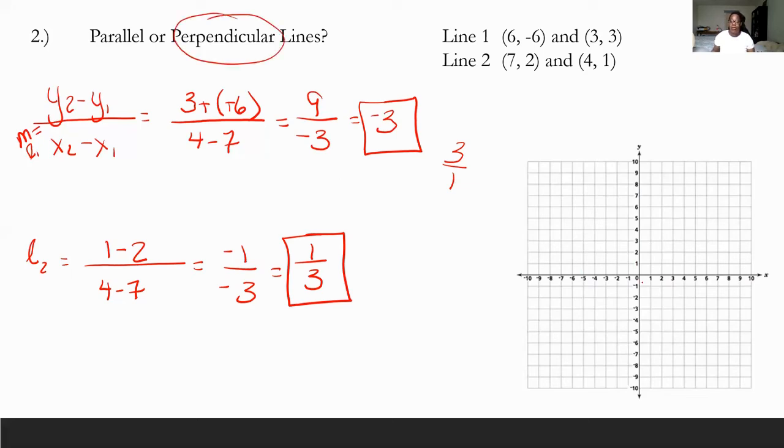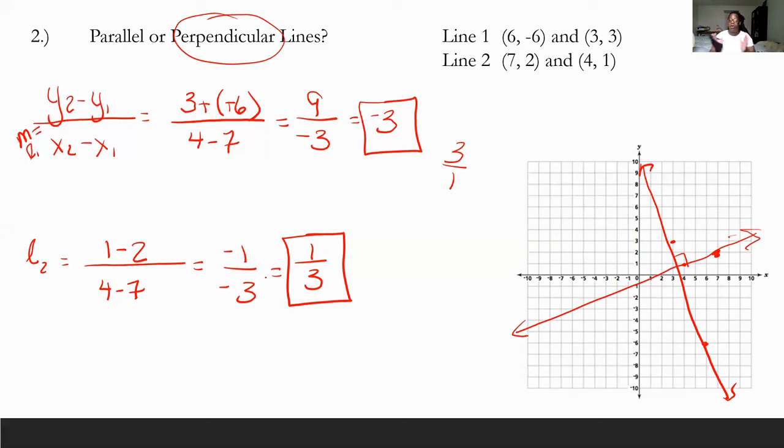We can graph it. So if anything, we got our 6, -6, and our 3, +3. So this is going to be one line. Then we have our 7, 2, and our 4, 1. And this is going to be our other line. So if I drew it with a ruler, this will be completely straight, which does give me a 90-degree angle. So these are definitely perpendicular lines.